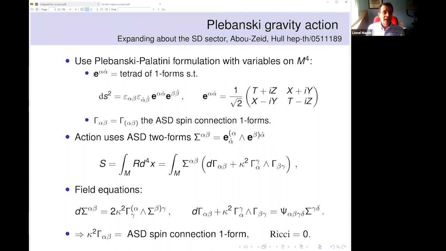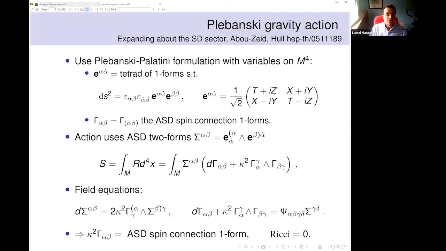So using the kind of tetrad T, X, Y, Z, you can reformulate. We're working on a space-time M4 with metric, and we imagine that we have an orthonormal frame T, X, Y, Z of one forms. Then we can convert that equivalently into a spinor indexed tetrad, which I'm going to call E alpha alpha dot. This is just a standard transcription. And what Plebanski did back in the 70s was to show that you could reformulate the Einstein-Hilbert action in terms of just the anti-self-dual spin connection. So this gamma alpha beta is the anti-self-dual spin connection.